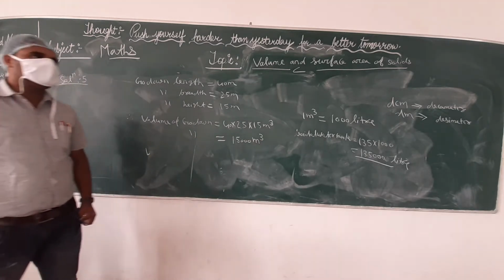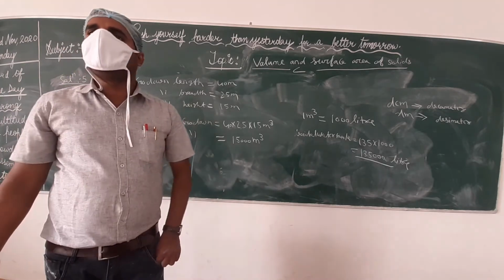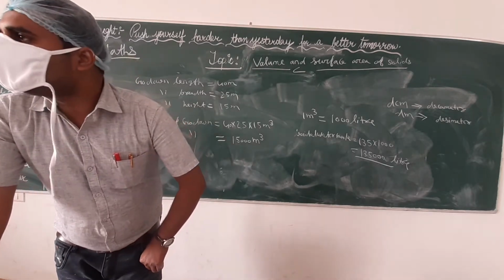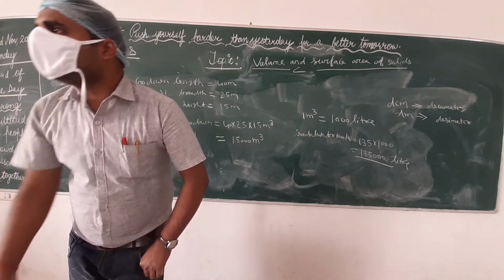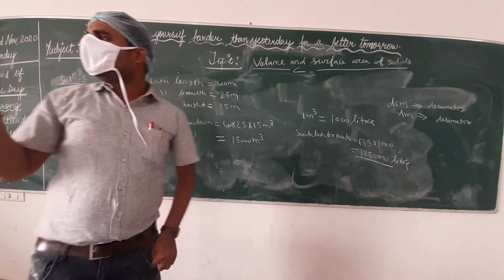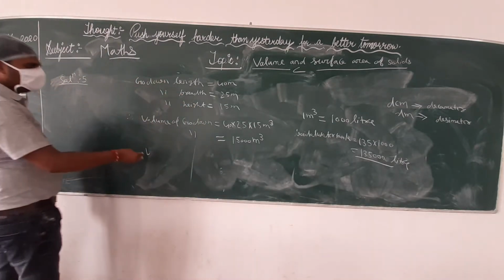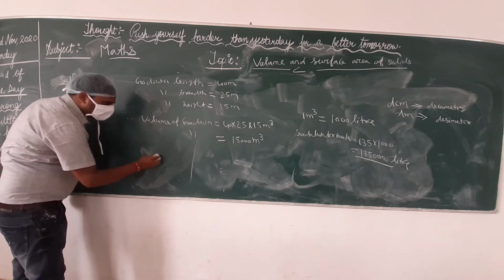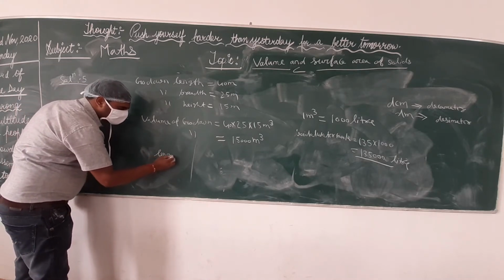After that, we have to measure the volume of the wooden crates. First, we have to measure the volume of one wooden crate and divide the total volume by the volume of one wooden crate. You have to mention length.